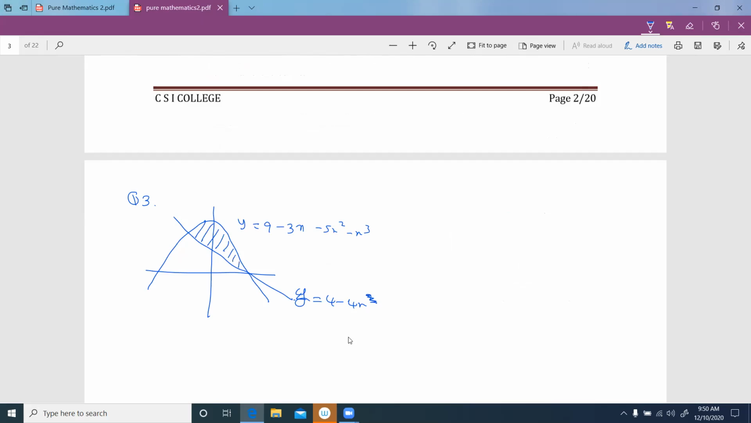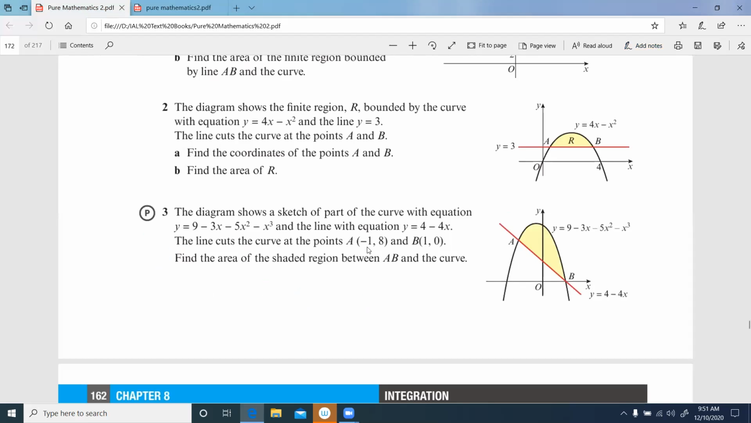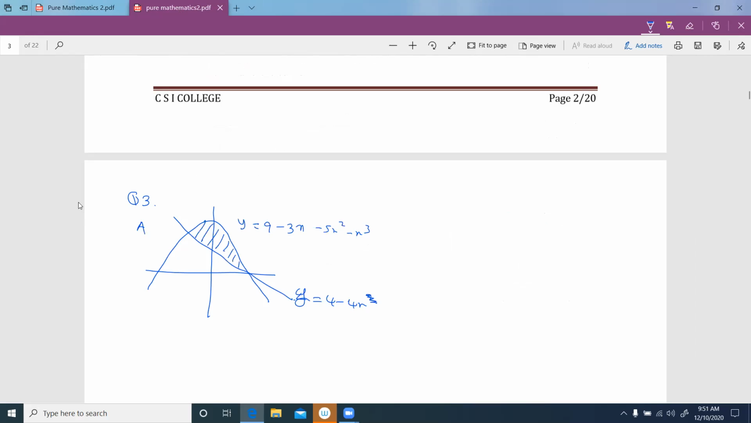They have given the coordinates of A and B. A is minus 1, 8, and B is 1, 0. So we need to find the area over here. If the point is minus 1, 8, then the x coordinate is minus 1, right?